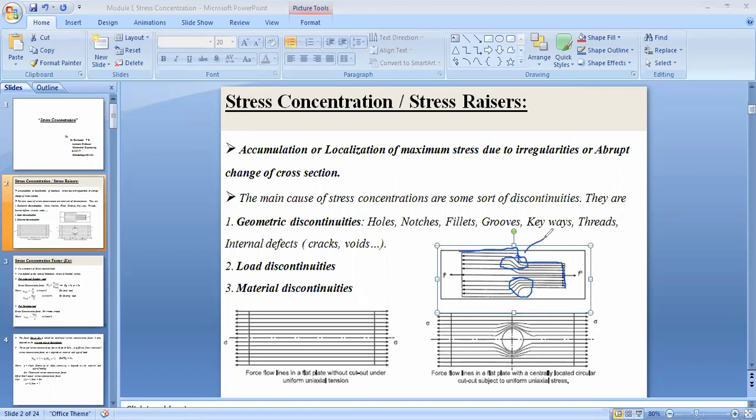This is called a shoulder. This is what we call a shoulder. This one is called a cone, right? Now that is called a stress concentration.